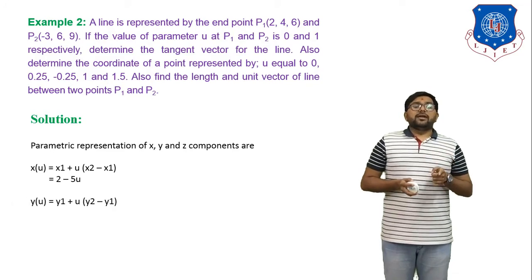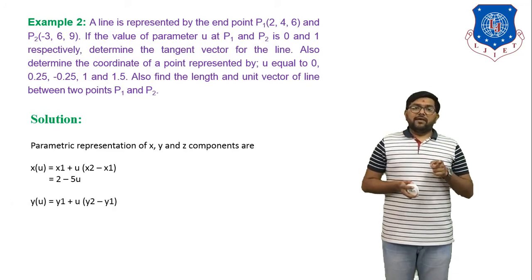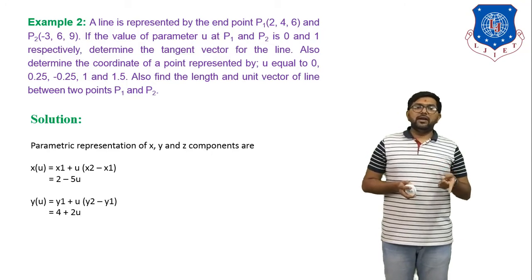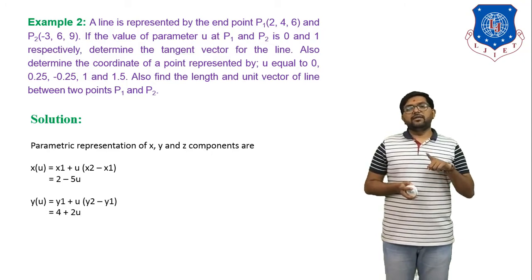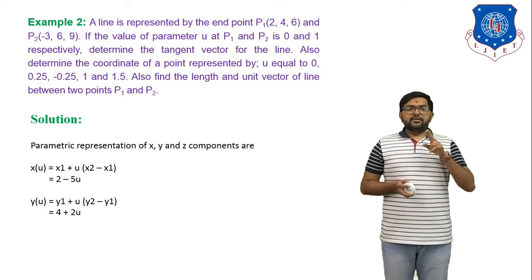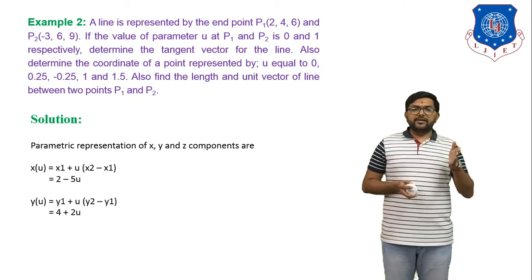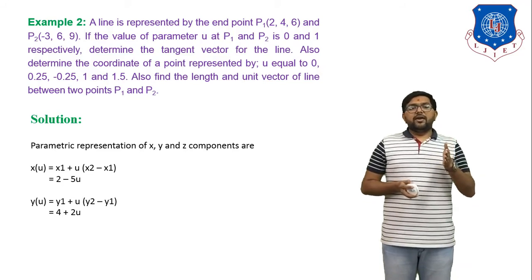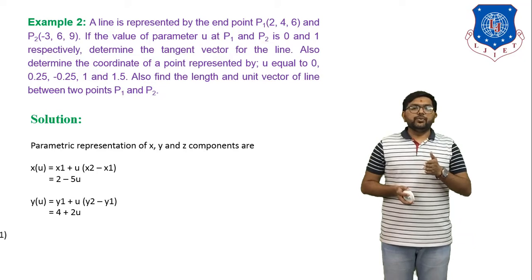Okay. What is the parametric equation of y? Y of u is equal to y1 plus u times (y2 minus y1). Put the value of y1, that is 4. And y2 minus y1 means 6 minus 4. Okay. So that is 2. So the answer for y of u is 4 plus 2u.